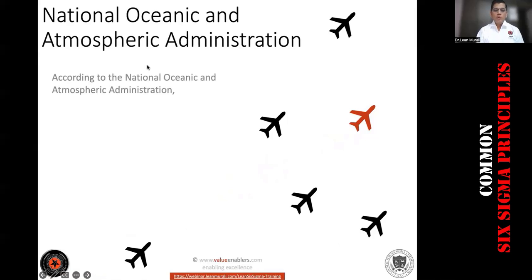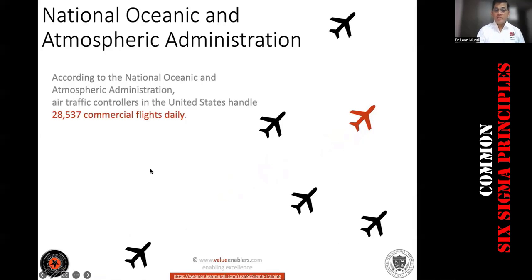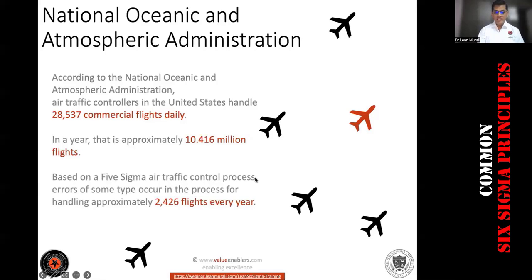So let's fly some planes. We saw these planes flying last time. Good. According to the National Oceanic and Atmospheric Administration, air traffic controllers in the United States handle 28,537 commercial flights every day. Yearly, approximately 10.5 million. How many yearly? All of you type 10.5 in the chat box. 10.5 M, 10.5 million flights.